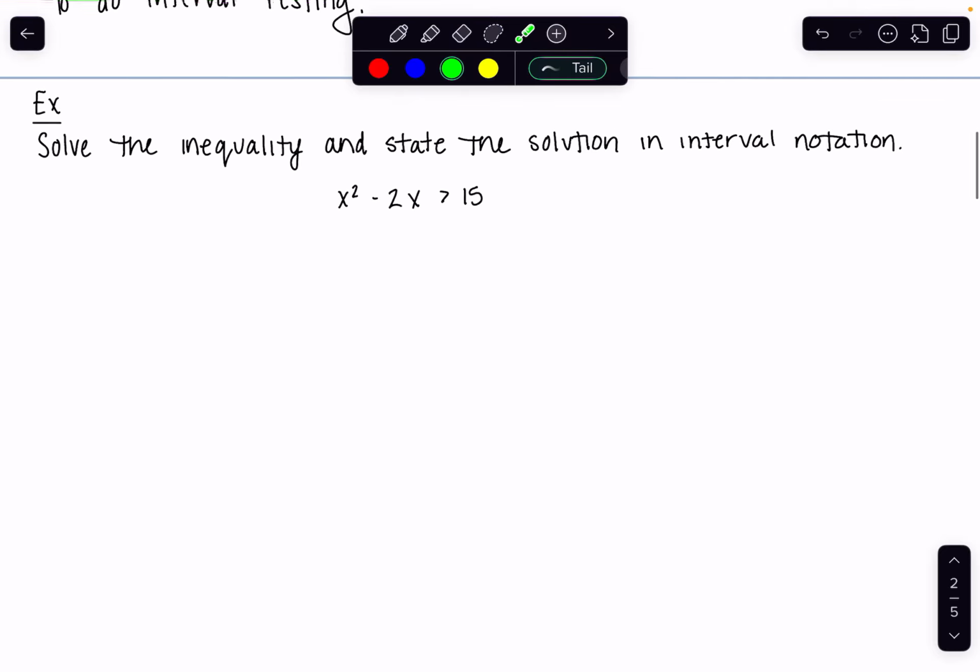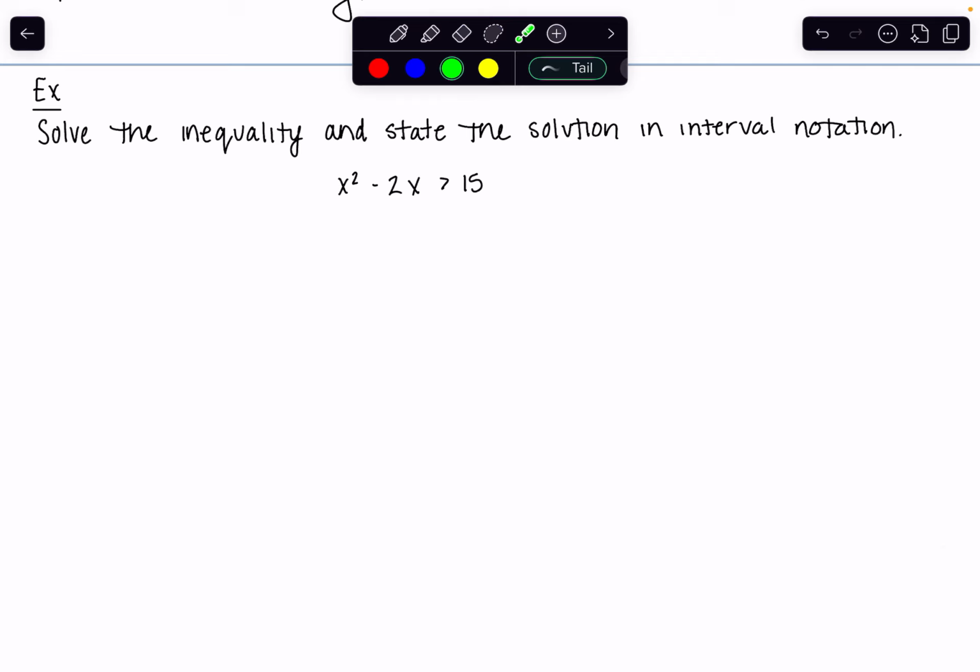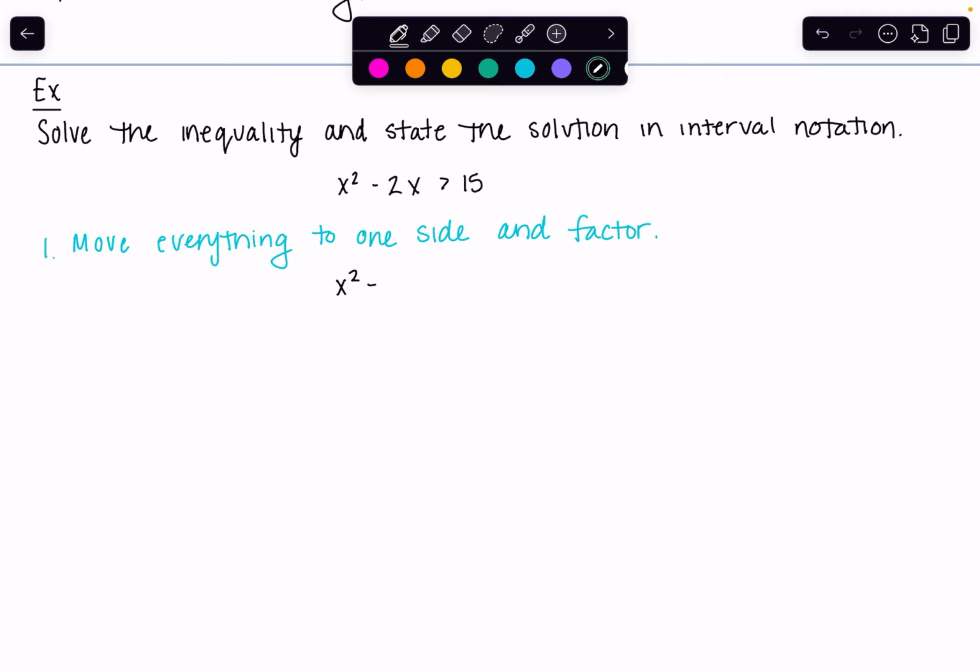We want to solve the inequality and state our solution in interval notation. So the very first thing I want to do is move everything to one side and factor. Okay. So I've got to subtract the 15. That gives me x squared minus 2x minus 15 is greater than 0.